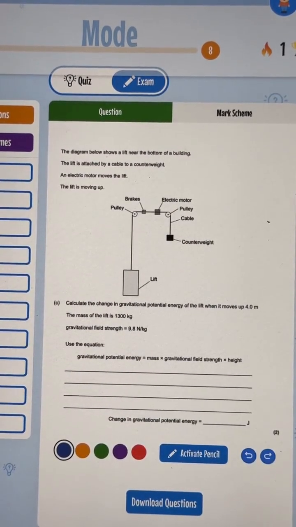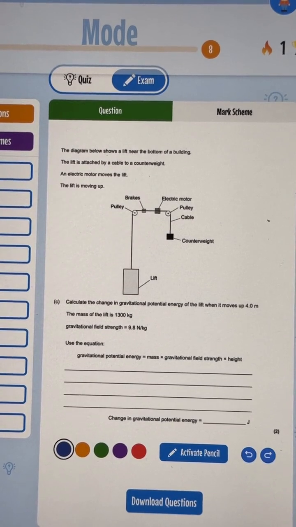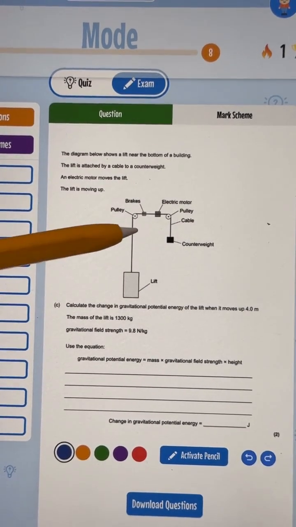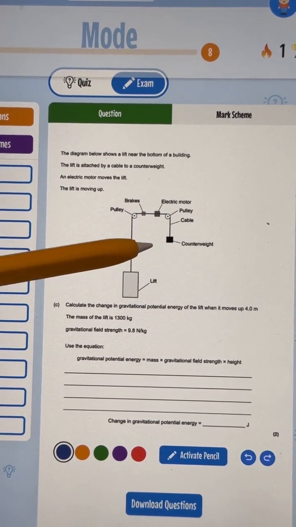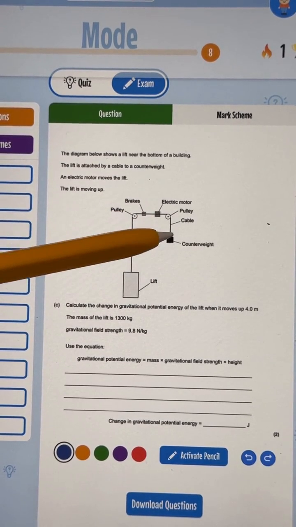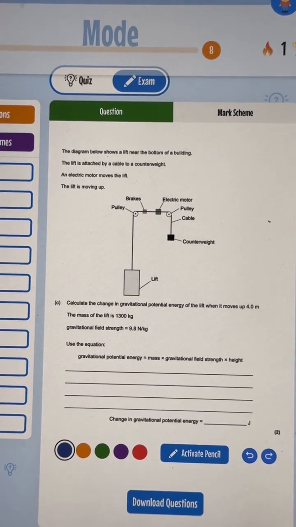The diagram below shows a lift near the bottom of a building. The lift is attached by a cable to a counterweight. An electric motor moves the lift, and the lift is moving up. So they've labelled everything that you can see here: the pulley, the counterweight, the electric motor that's causing it to lift, and the cable, obviously, that's attached to the lift.